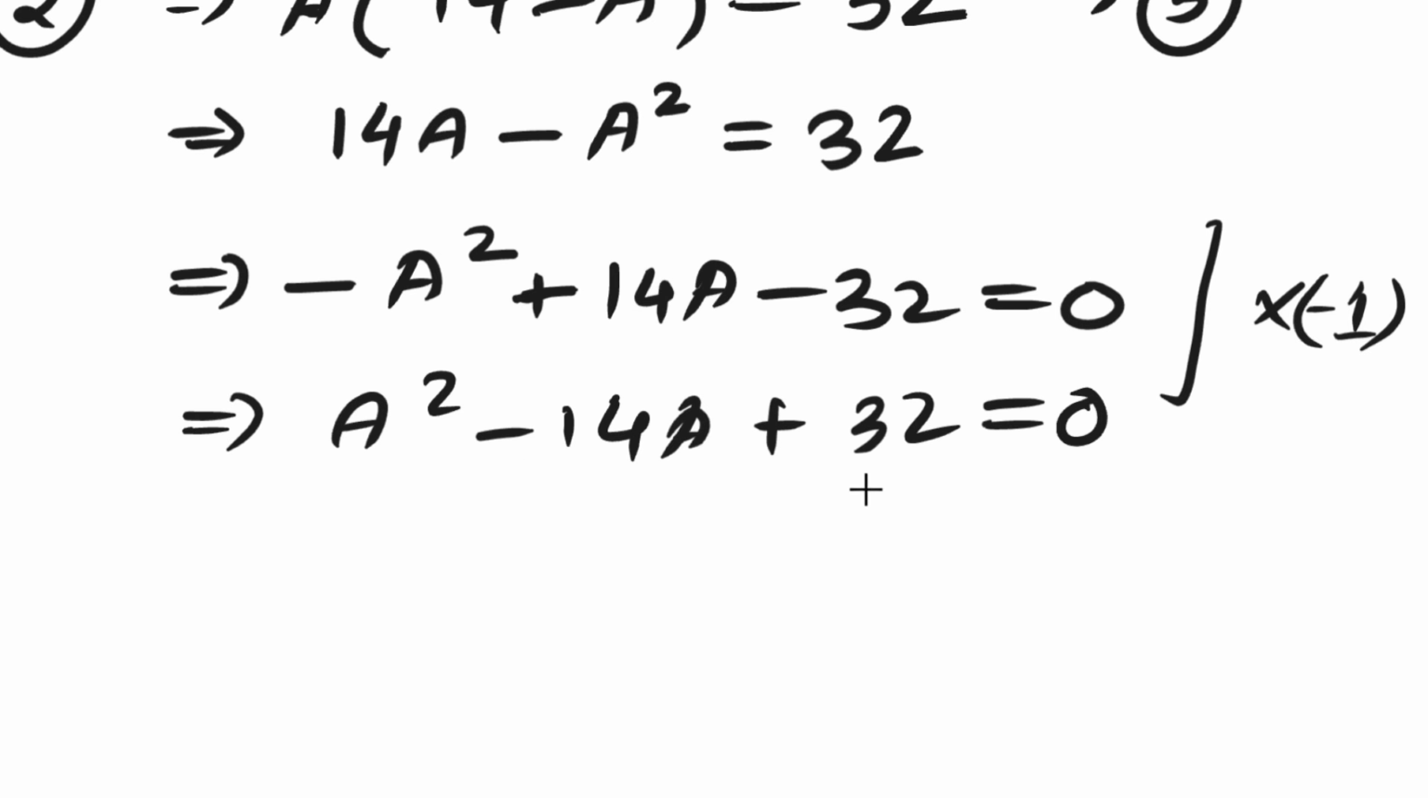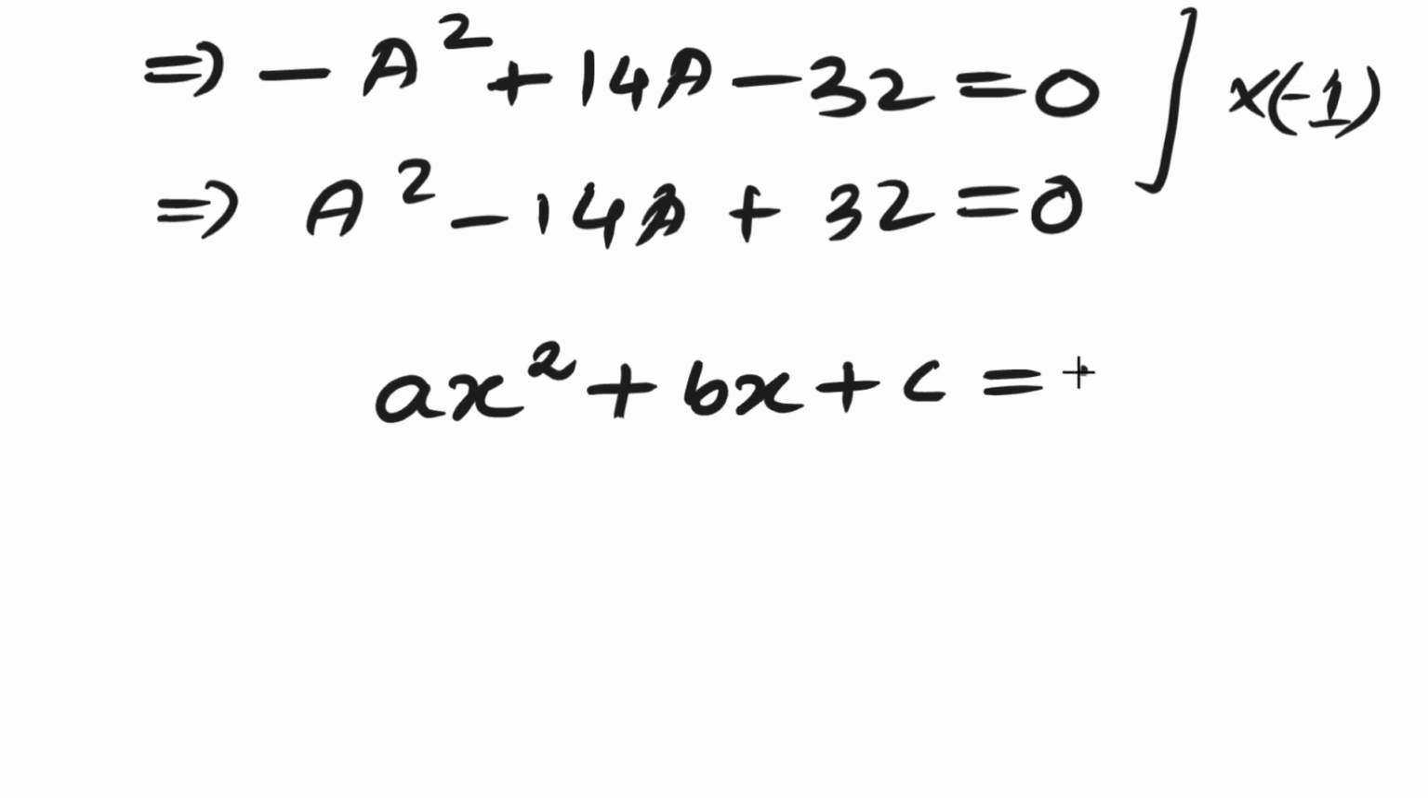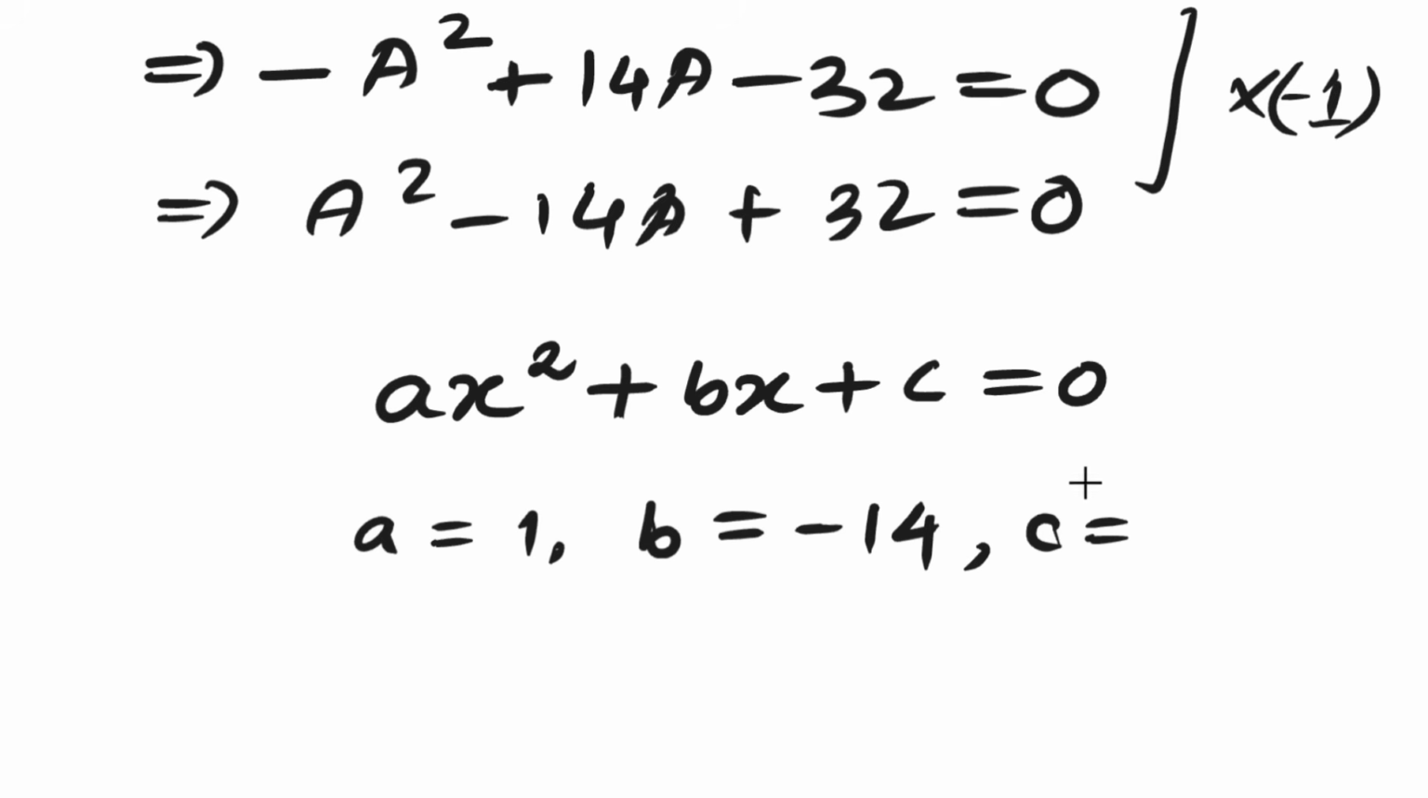Before solving it, let's compare it with the general quadratic form, which is ax squared plus bx plus c equals 0. Here, the coefficient of a squared is 1, so little a equals 1. The coefficient of a is negative 14, so little b equals negative 14. The constant term is 32, so little c equals 32. Since this quadratic does not factor easily, we'll use the quadratic formula.